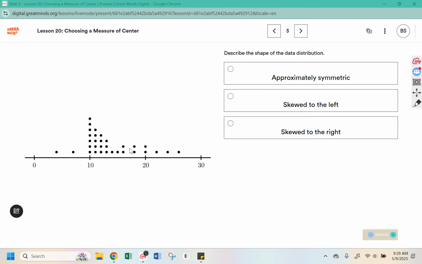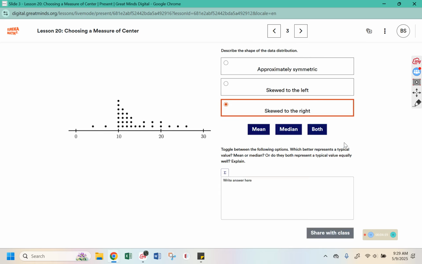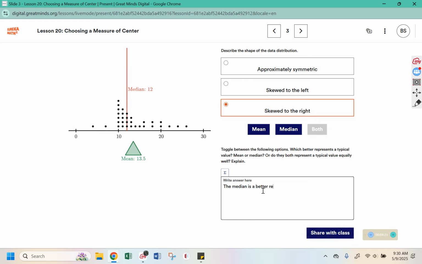This one extends far in the right direction, so this one would be skewed to the right. The median is closer to this large chunk than the mean, so we would say the median is a better representation.